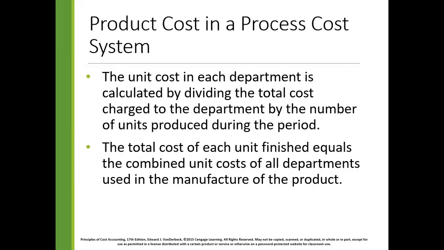Product cost in a process cost system. The unit cost in each department is calculated by dividing the total cost charged to the department by the number of units produced during the period. The total cost of each unit finished equals the combined unit cost of all departments used in the manufacture of the product.